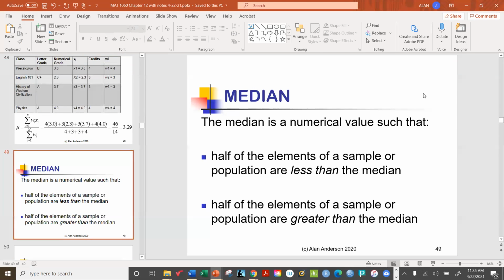The median. We introduced the median by explaining that the median is simply a number that divides our sample or population in half. Half the elements are below and half are above. It's a different idea than the mean. And we also discussed at some point when you might use the median versus the mean. So how do we calculate a median?